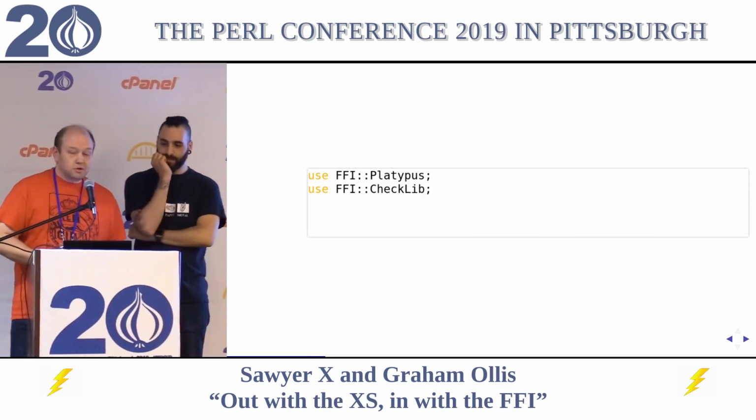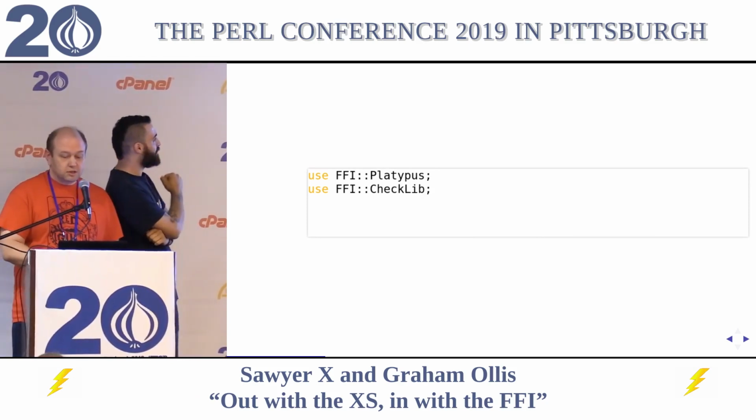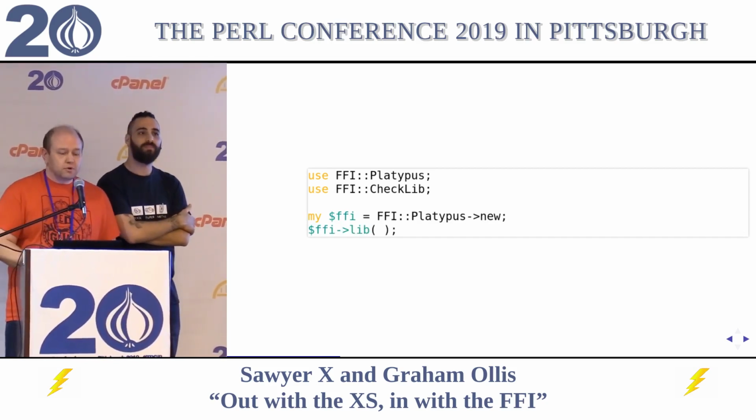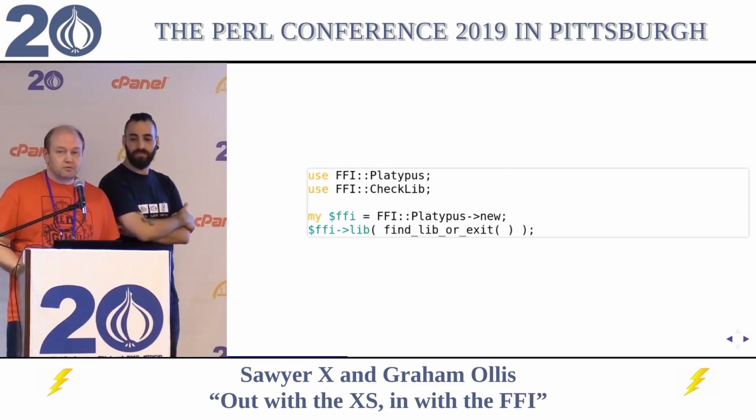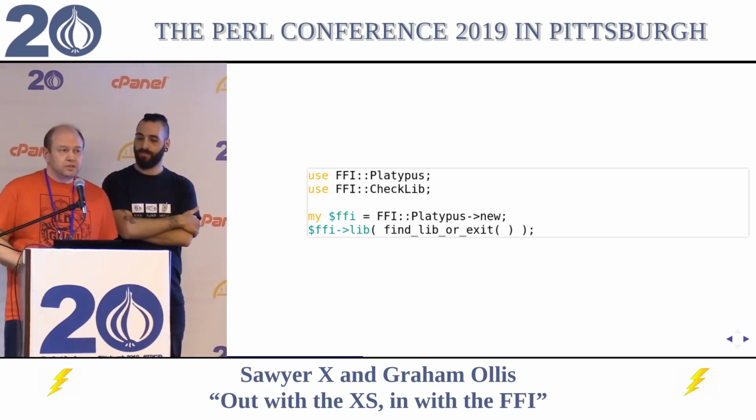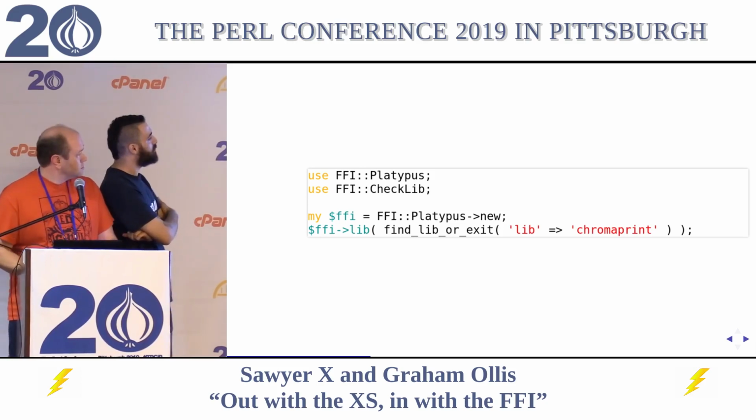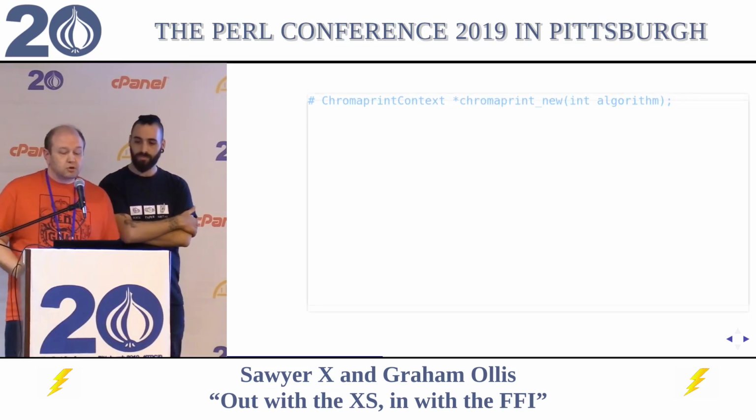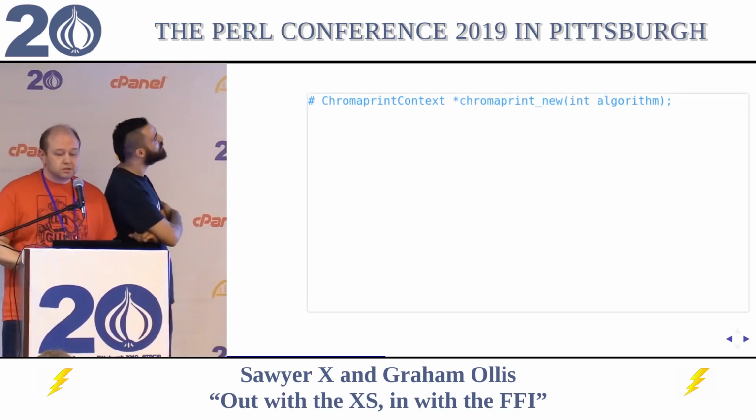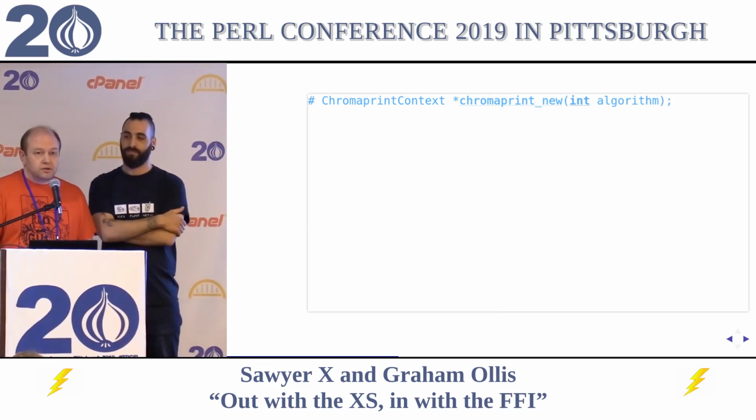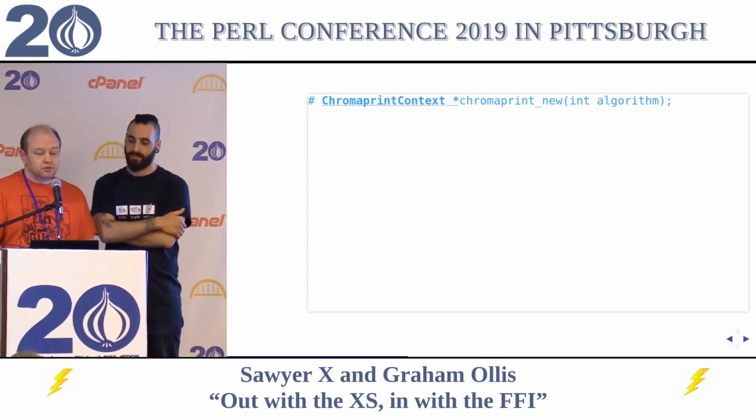So this is the actual code. We use the libraries Platypus and checklib. We create an instance of the FFI object. We need to tell it which library that we're interested in. So we use findlib, and that comes from checklib. We need to tell it what the name of the library is, so we do that. And so the next step is ChromaPrint has a header file which gives us the functions that we're interested in that we want to create bindings for. That gives us the function names, the arguments that they take, the return value type.